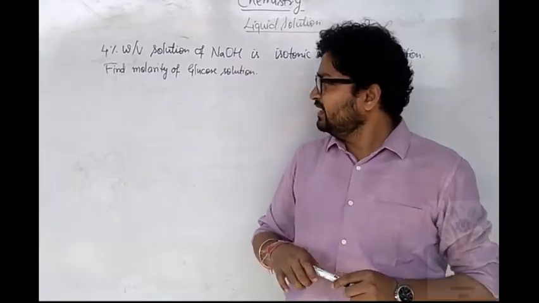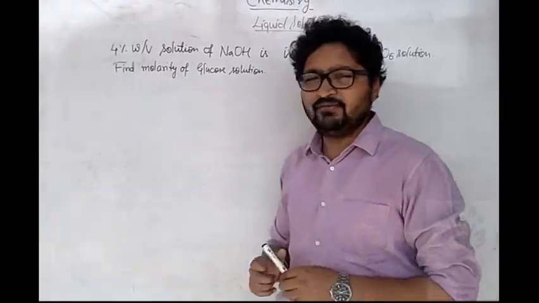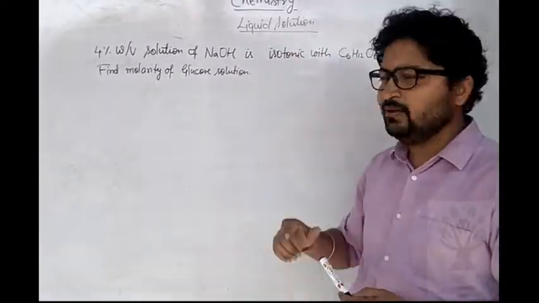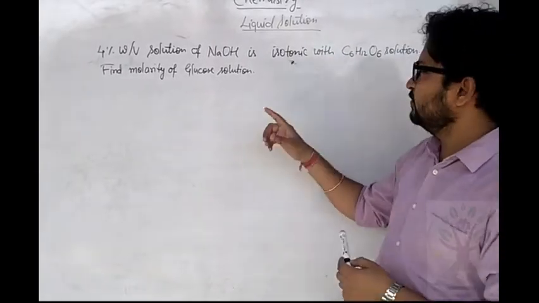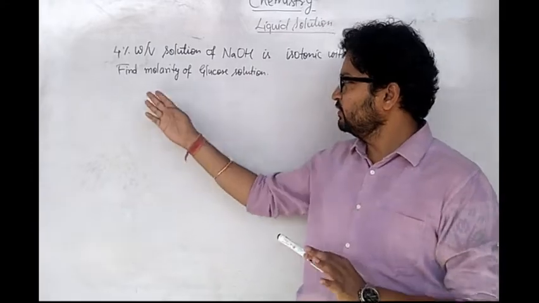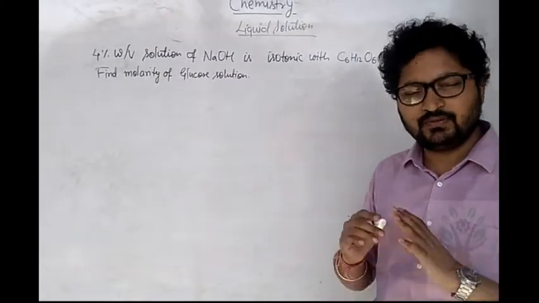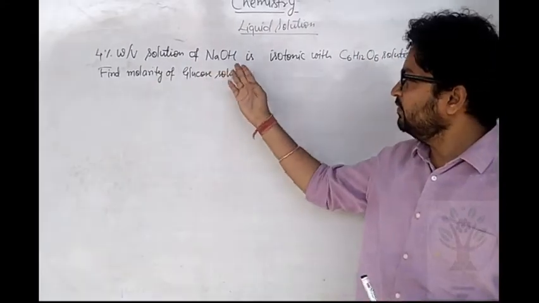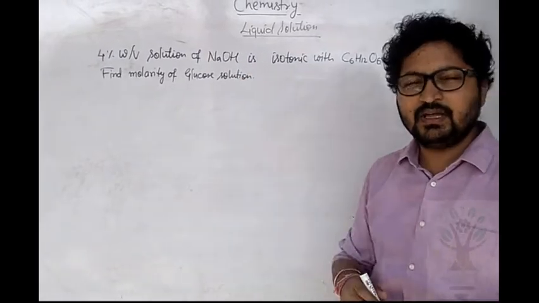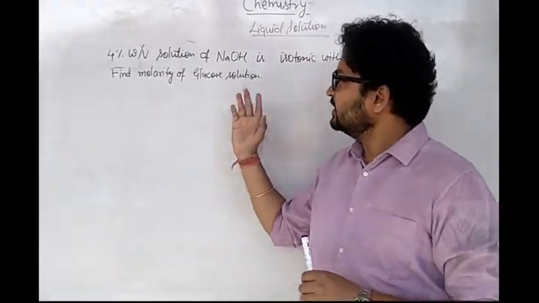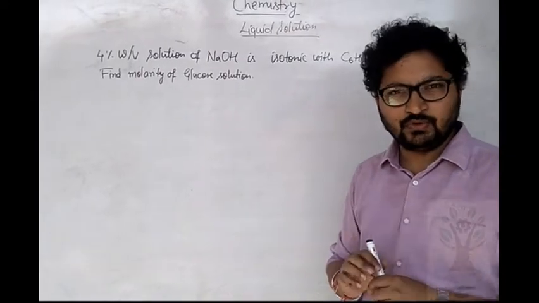Good. Now, the next question is, a 4% weight by volume solution of NaOH is isotonic with C6H12O6 solution, meaning glucose solution. So find the molarity of glucose solution. Clear? Means we have isotonic solution of NaOH and C6H12O6 glucose. So we are asking you what is the molarity of glucose solution.